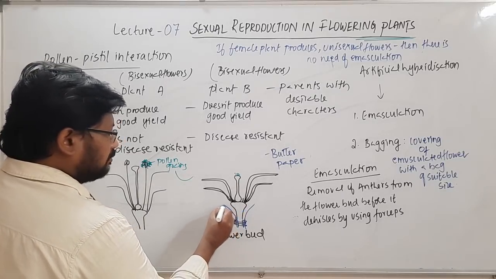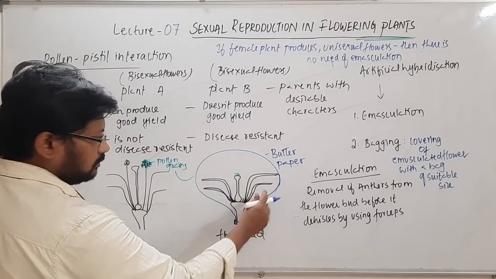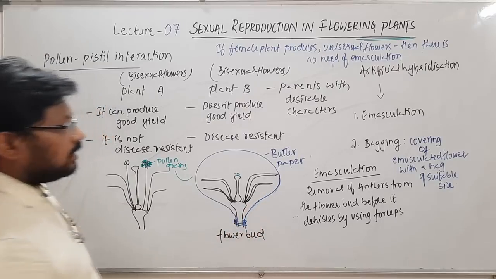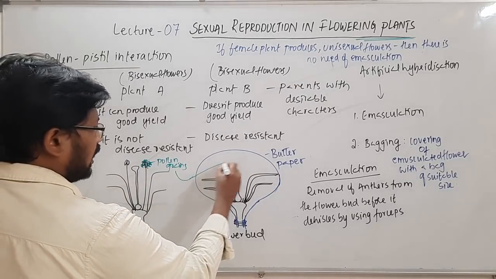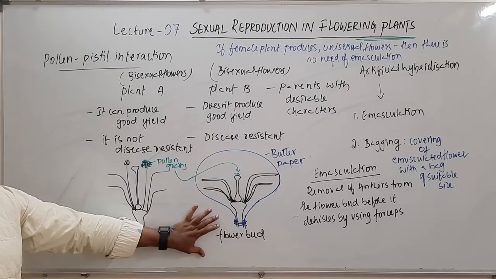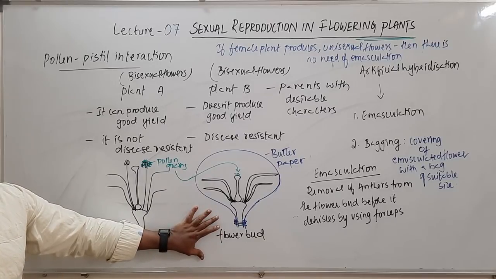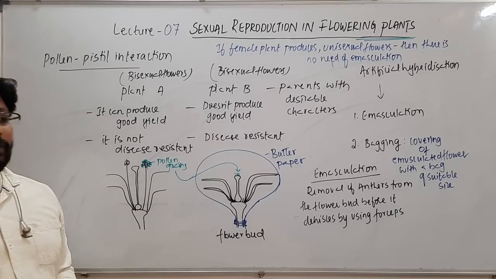again I'm going to rebag this with the same thing, the butter paper, to avoid unwanted pollen. Here you can see the pollen from the plant A which I have put on the stigma of the plant B. This process is what we call artificial hybridization. Once this pollination is over, this flower later is going to develop the fruit and seeds. Those seeds are important. We sow those seeds and see whether they develop into plants that will have the characters which we wanted.